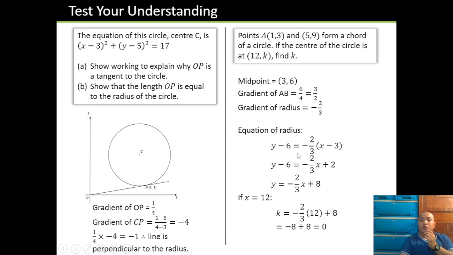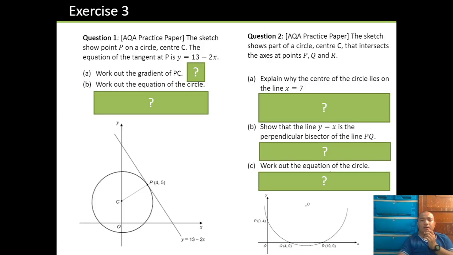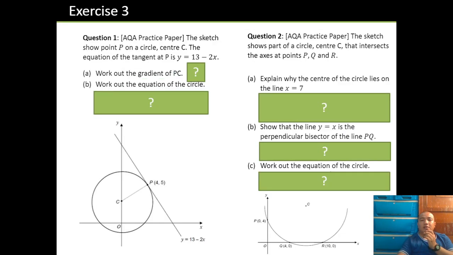So, this is now the equation of the radius. y minus 6 equals negative 2/3 (x plus 2), or y equals negative 2/3 x plus 8. To solve for k, x is equal to 12, so substituting, which is equal to 0. k is equal to 0. I know, there are still many more, but we're almost done.